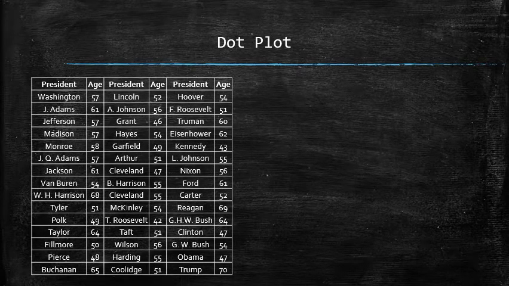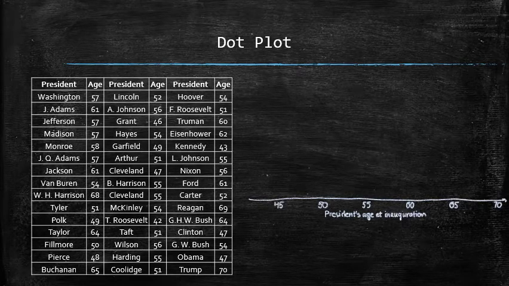Alternatively, we can use another type of graphical display for quantitative data called the dot plot. To construct a dot plot, we're going to draw a horizontal axis that displays the possible values of the quantitative data. We're going to record each observation by placing a dot over the appropriate value on the horizontal axis. For example, Washington 57, we're going to draw the dot above the value 57 on the x-axis. Adams 61, we're going to draw a dot above the value 61. Jefferson 57, we're going to draw another dot stacked on top of the previously drawn Washington's dot at 57, and so on.